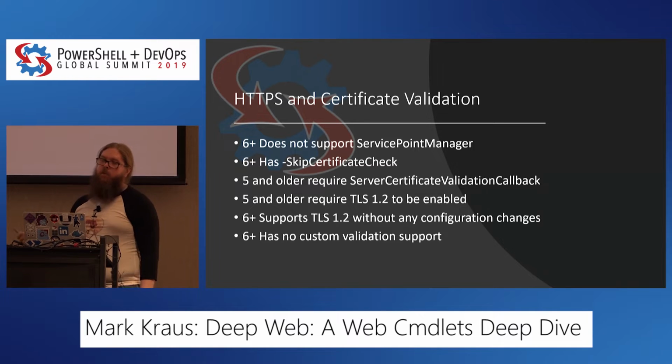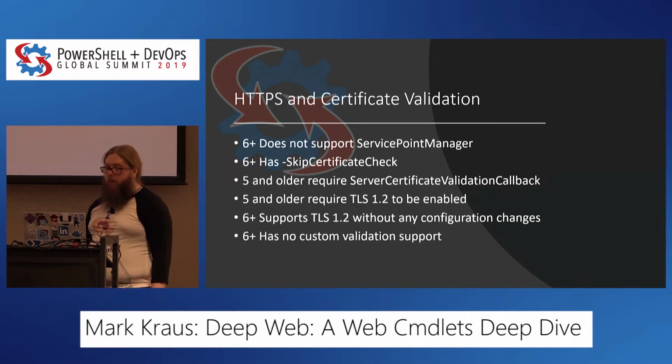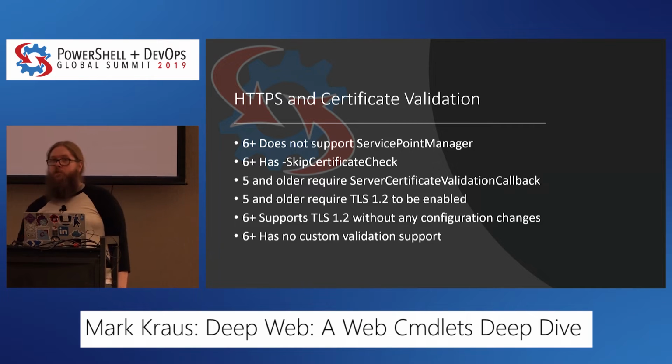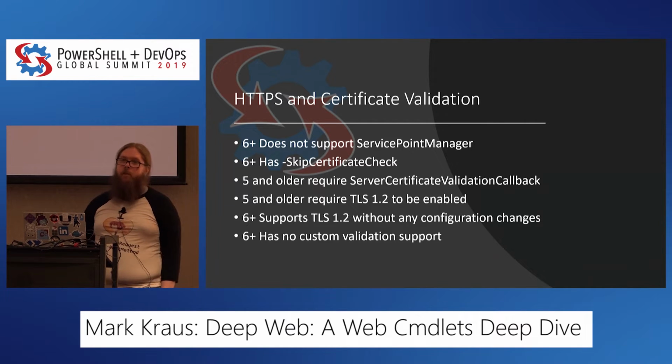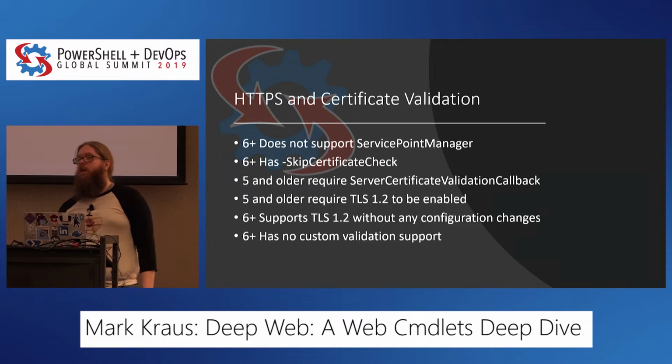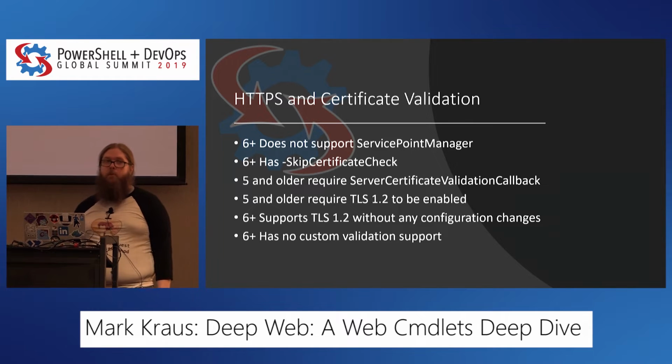So in 5 and older, you had to use the certificate validation callback on the service point manager. And the other thing is that pain point when GitHub, for example, changed to using TLS 1.2, how many people's scripts broke that were doing anything with the web commands to pull stuff down?